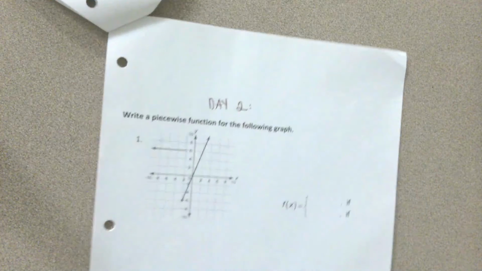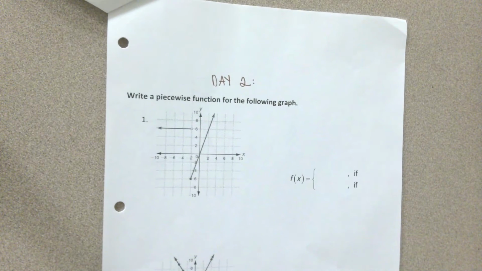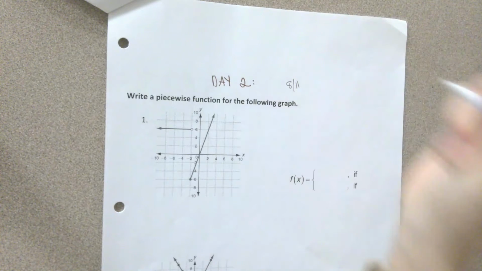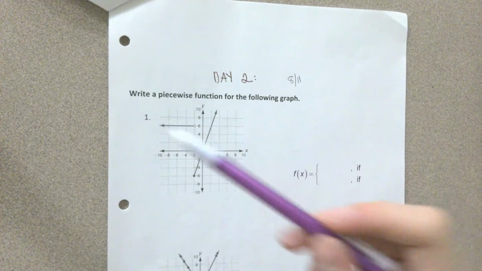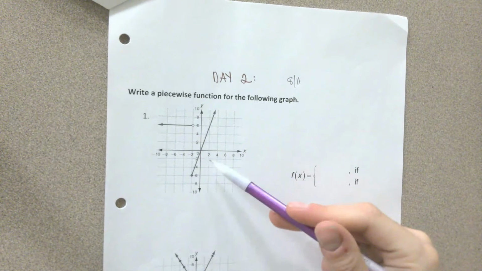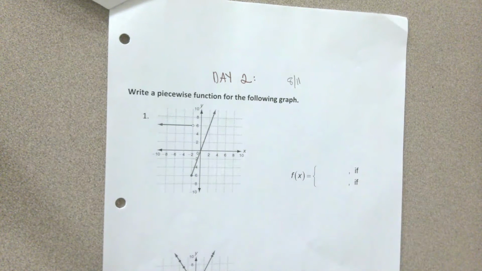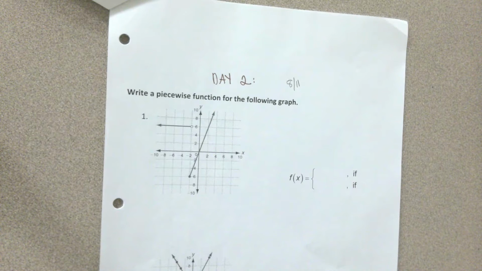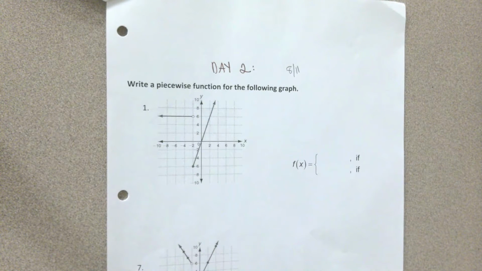So for day 2, this is 8.11. We worked backwards. So we are writing a piecewise function given a graph, okay? So the first thing that I want to do is I want to find my divide line.